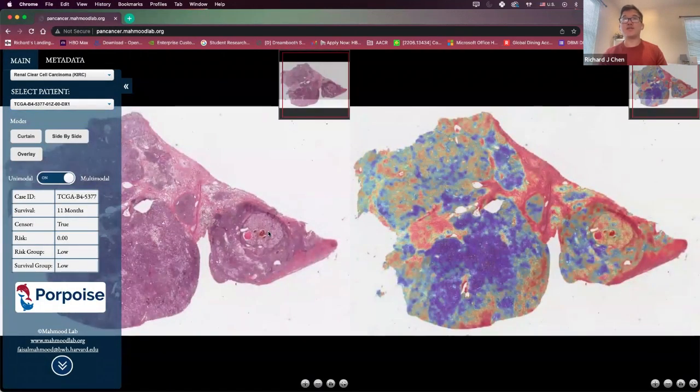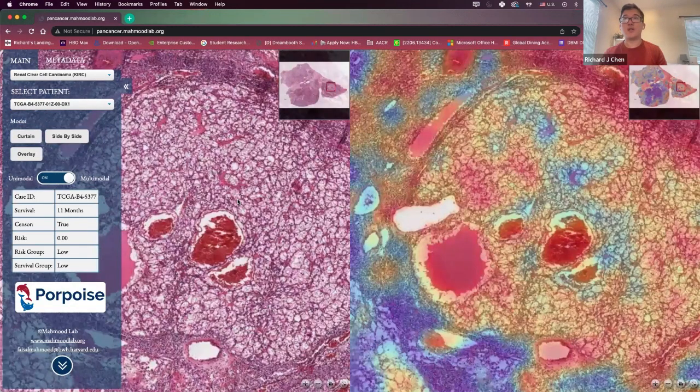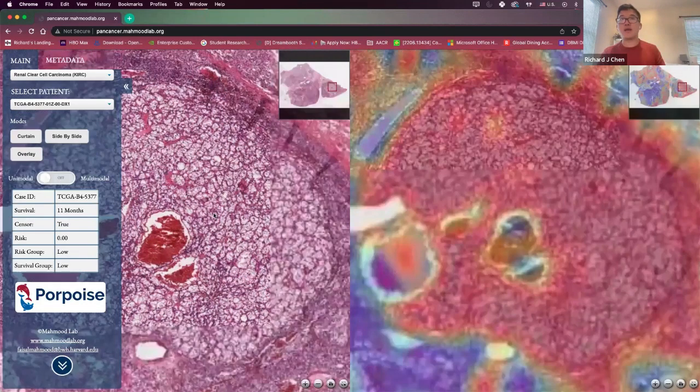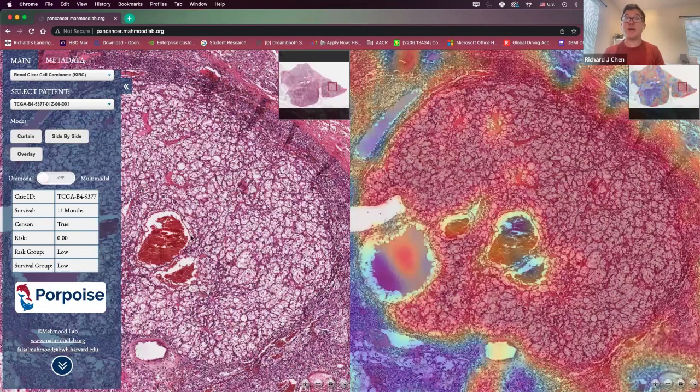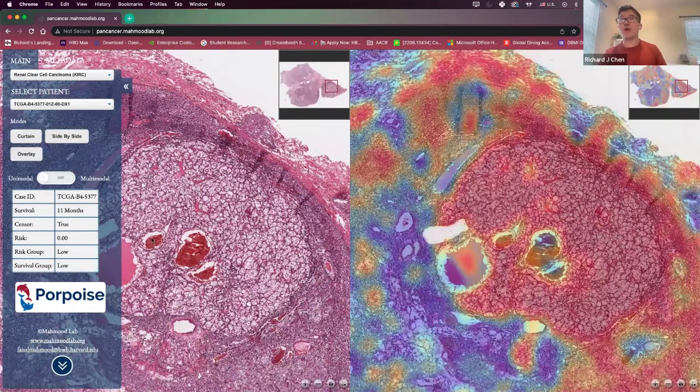But here you can see that this is clear cell RCC. So the unimodal model was looking at this chicken wire vascular pattern. However, when we go from unimodal to multimodal, the interpretability shifts away and looks more broadly at the stroma.